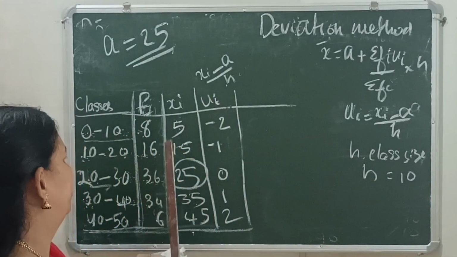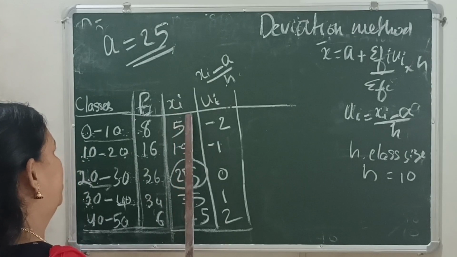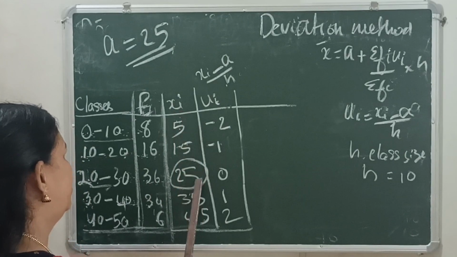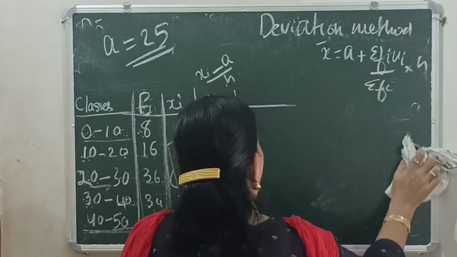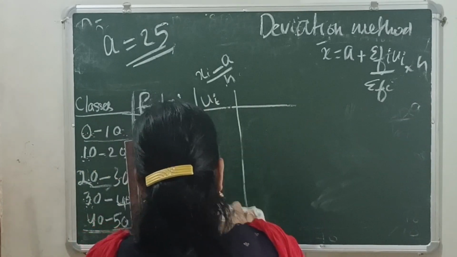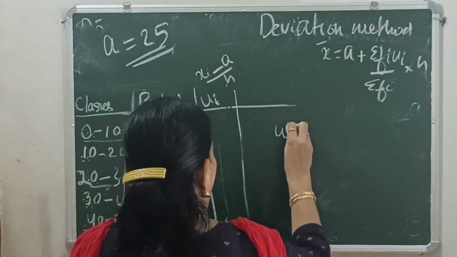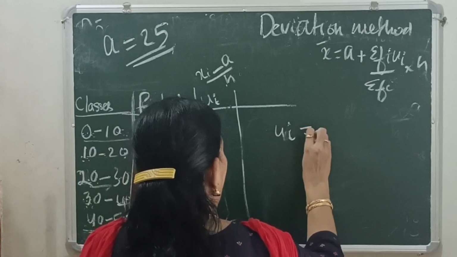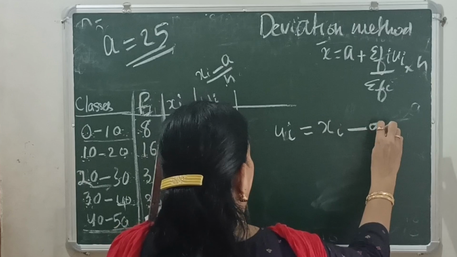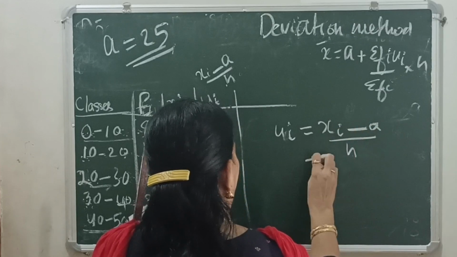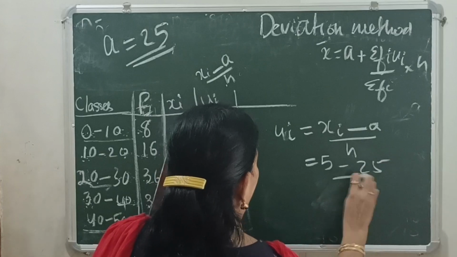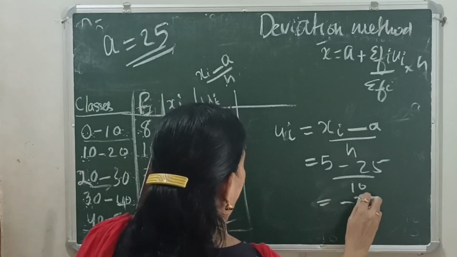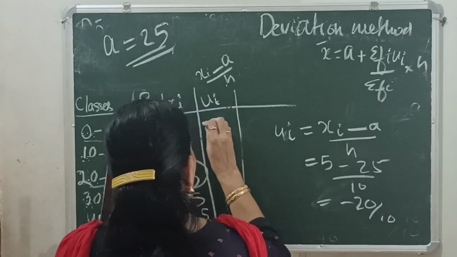Then from the xi values we find all the uis. ui equal to xi minus a by h. The first xi value is 5. 5 minus 25 by 10, that's equal to minus 20 by 10, equal to minus 2.